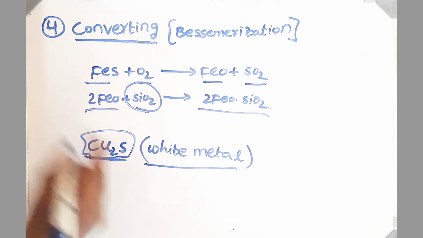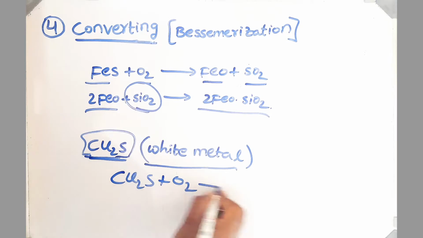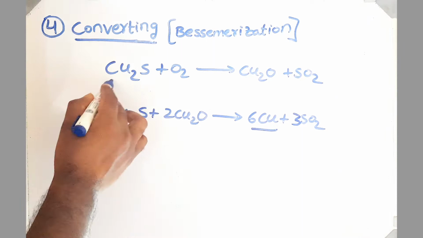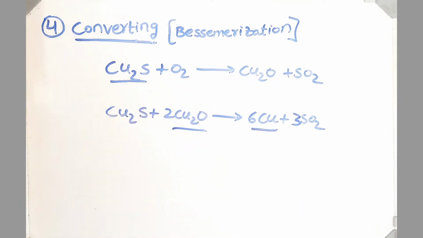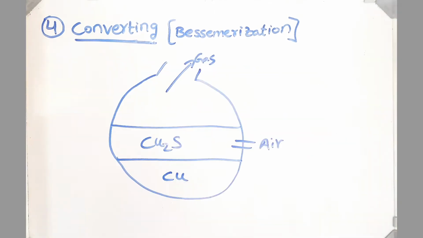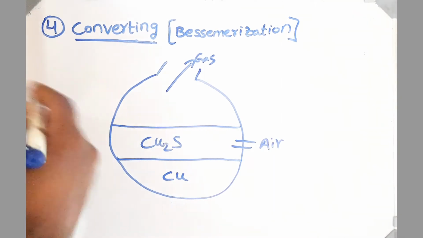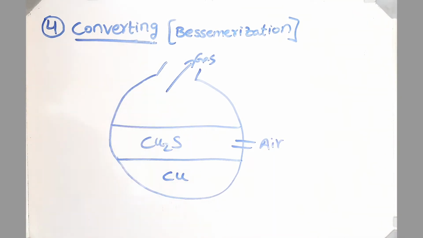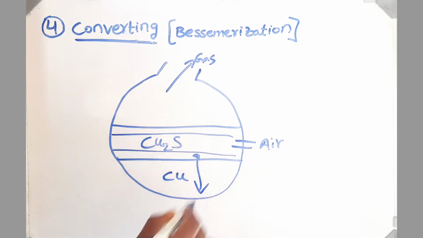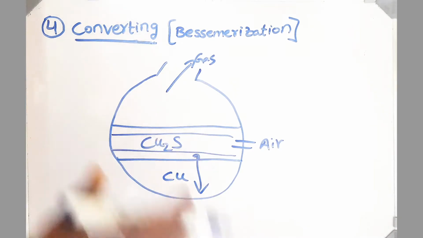Now its oxidation begins. Cu2S reacts with oxygen, producing Cu2O plus SO2. When a sufficient amount of copper sulfide is converted to copper oxide, and copper oxide is present at twice the amount of copper sulfide, it acts as a self-reducing agent, so it produces 6 copper and SO2. Friends, with time, copper sulfide gradually converts to copper while reacting with copper oxide. So with time, there are two distinct layers of copper sulfide and copper. With the passage of air, the copper sulfide layer gradually decreases and the copper layer gradually increases. We call this copper blister copper, friends, due to its appearance.